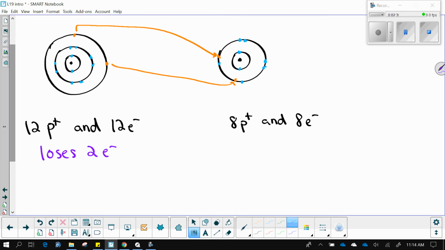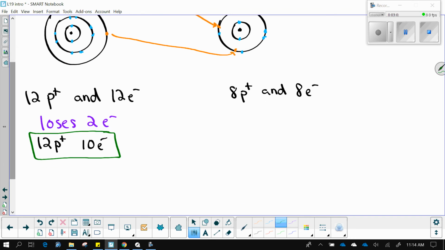Once magnesium has done that, we're at 12 protons, and now we only have 10 electrons, because you start with 12 electrons, you take away 2, now you've got 10. This gives us the overall charge on magnesium. That's 2 plus, 2 positive, because we've got 2 more positives than negatives. So let me write down Mg2 plus. And it doesn't matter if you go 2 plus or plus 2. The charge is positive and its magnitude is 2 because we lost 2 electrons.